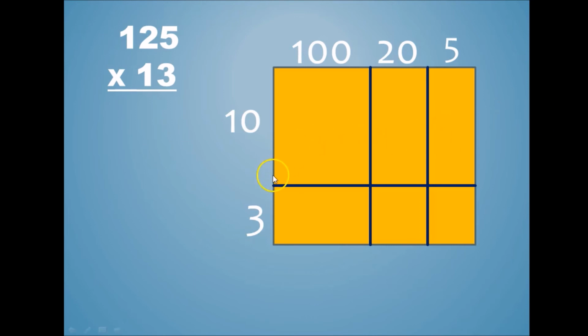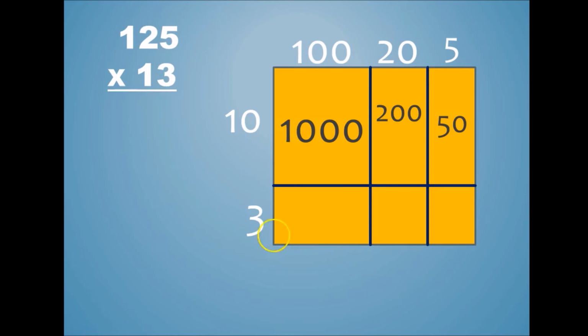So now we're ready to multiply. So same thing, we're going to multiply the 10 times the 100 to give us 1,000. Then the next box, 10 times 20 will give us then 200. And the third box is 10 times the 5, which gives us 50. Now we're ready to go to the next row.